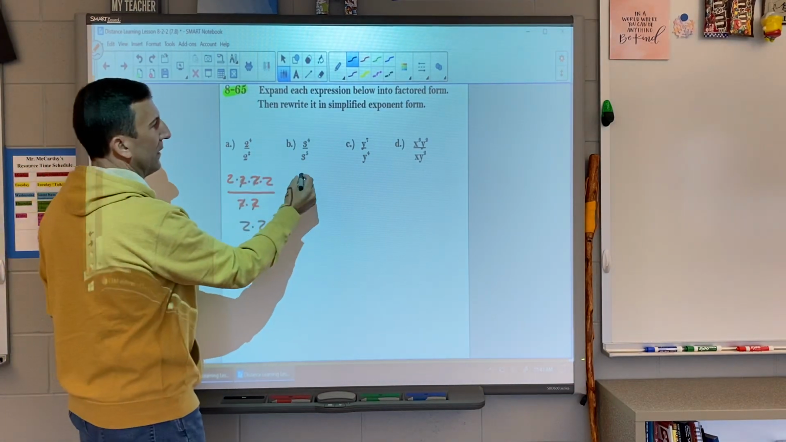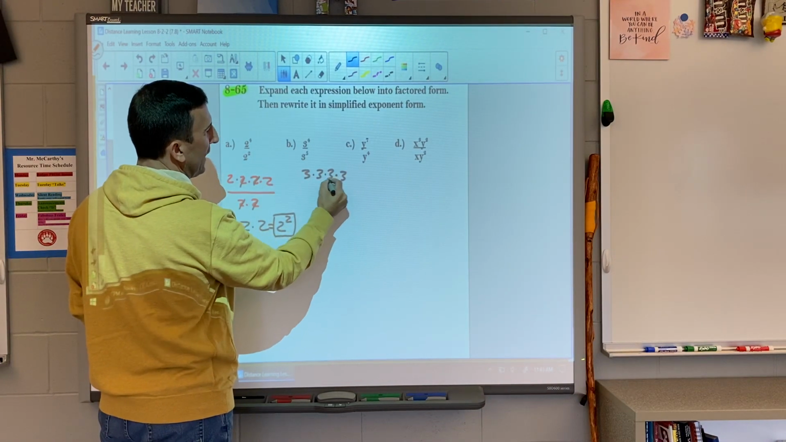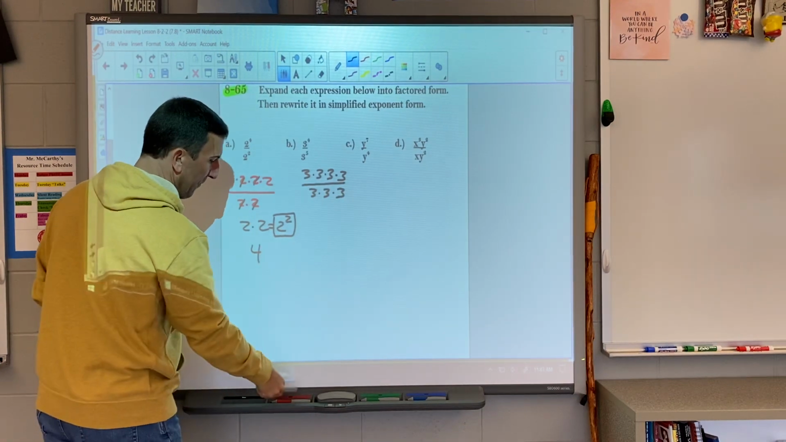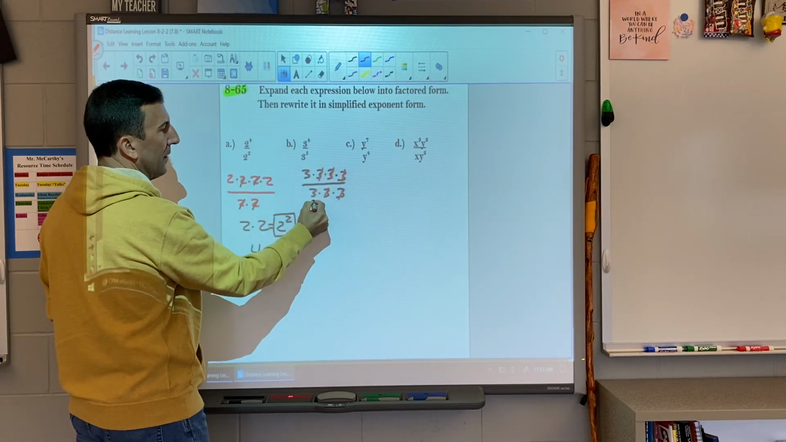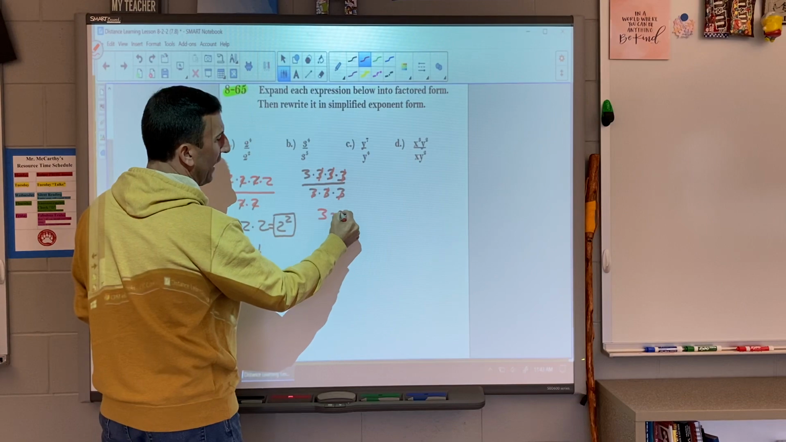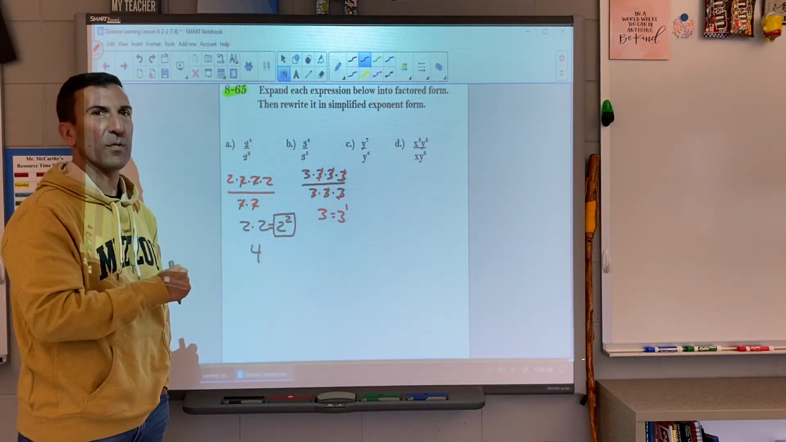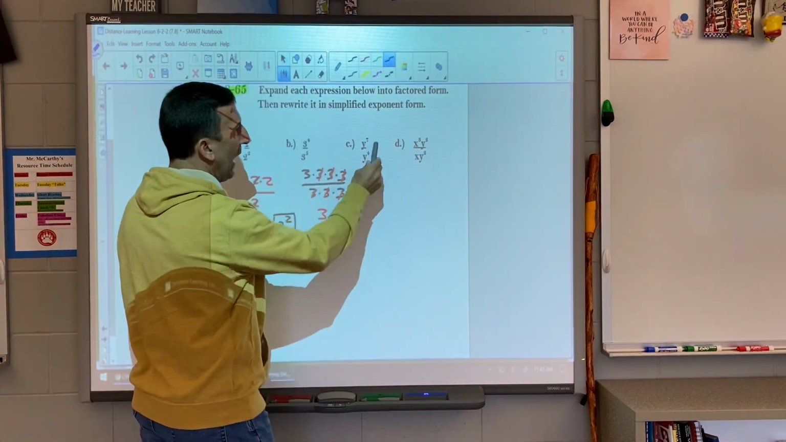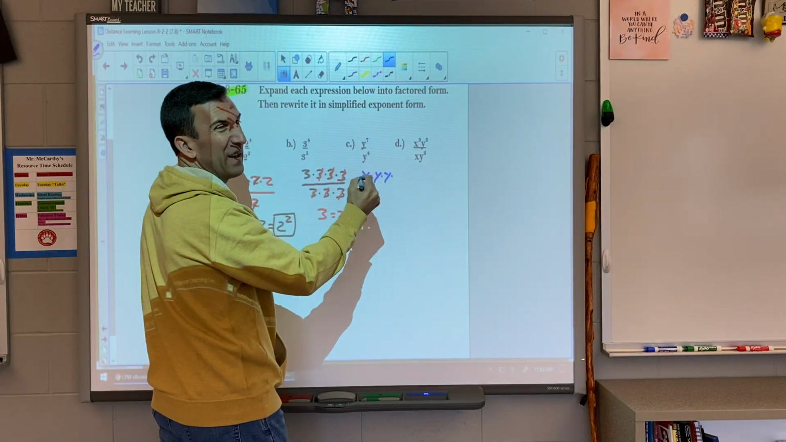Okay, let's try this one. So we have 3 times 3 times 3 times 3 over 3 times 3 times 3. So we have 3, which is also known as 3 to the first power, but we really don't write the first on there because all numbers are to the first power. Then we do the y's. Y, because we can.